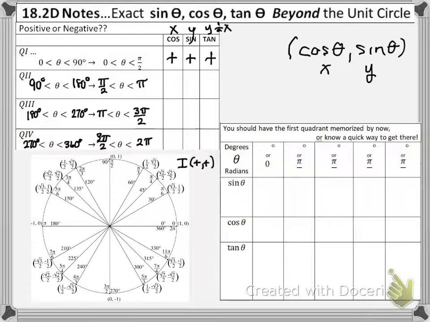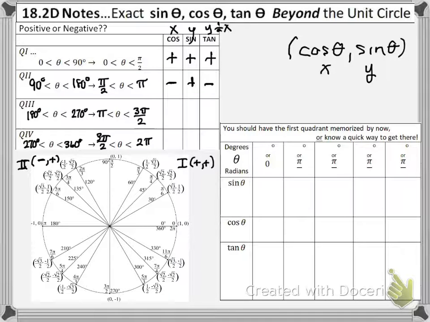Let's talk about the signs in those quadrants. Here we have quadrant 2, and my x's are going left, so they're negative, but my y's are still going up, so they're positive. So my cosine is negative, my sine is positive. And if I divide with two different signs, I get a negative.